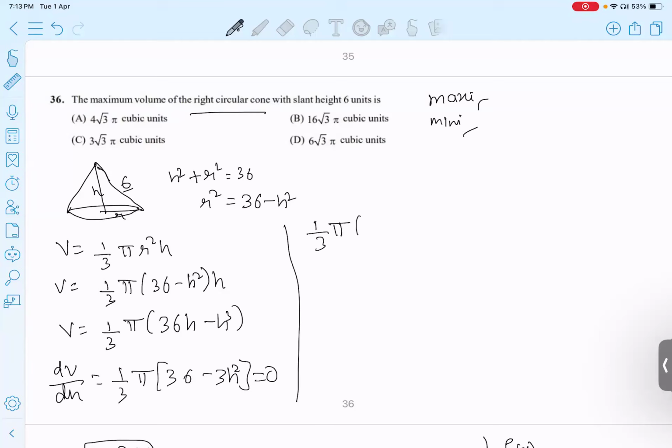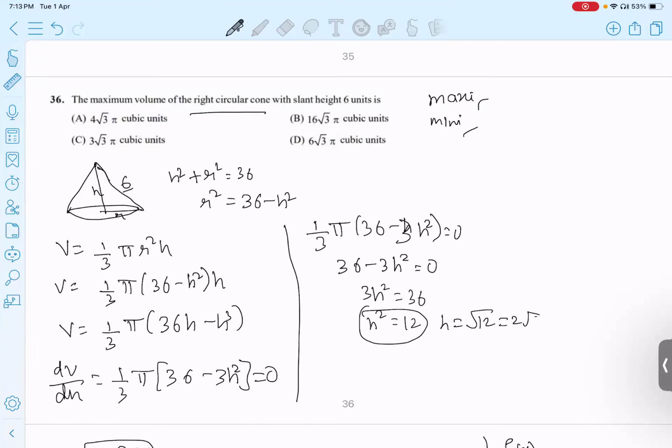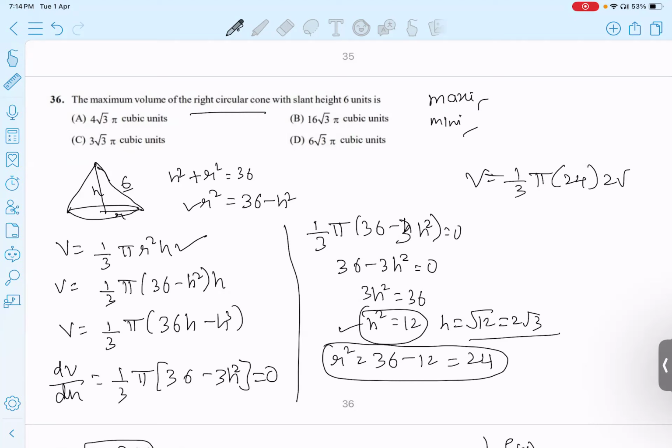That is 1 by 3 pi, 36 minus 3h square is equal to 0. That is 36 minus 3h square will be equal to 0. So 3h square is 36, in the sense h square will be 12. So h is equal to root 12, 4 3s are 12, so 2 root 3. So now, what is the value of r square? R square is equal to 36 minus h square, which gives you 36 minus 12 is 24. R square is 24. So substituting in this formula, 1 by 3 pi, r square is 24 and h value is 2 root 3.